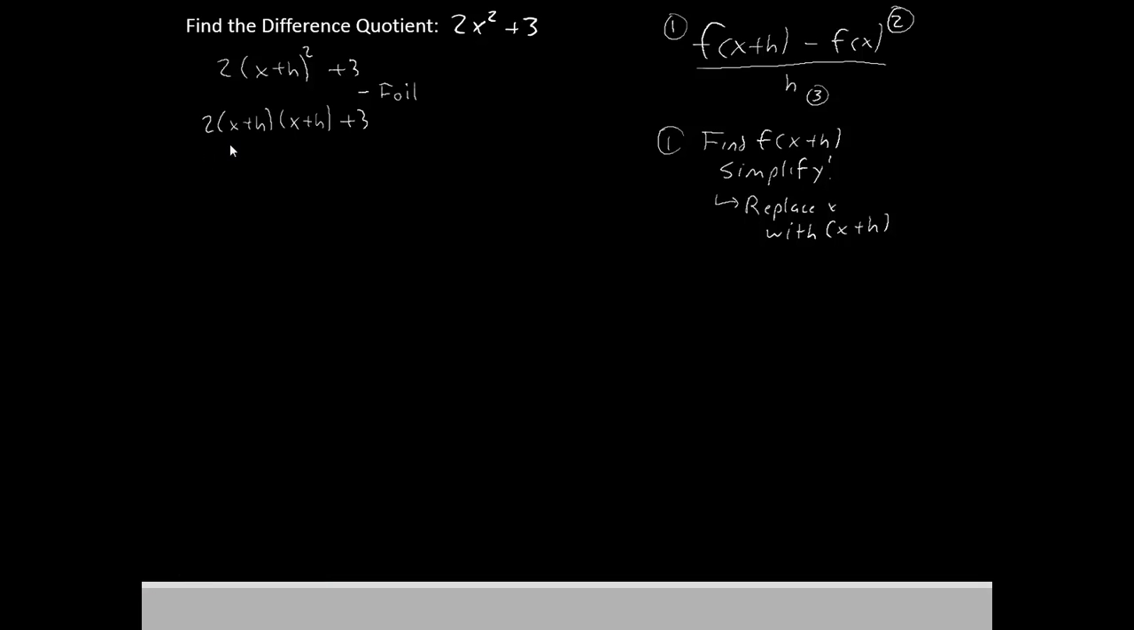So I will multiply the x times the x, the x times the h, the h times the x, and the h times the h. I'm going to leave the 2 on the outside, though. x times x is x squared. x times h is xh. h times x is also xh. And then h times h is h squared. Close parentheses, and then put the 3 on the outside.